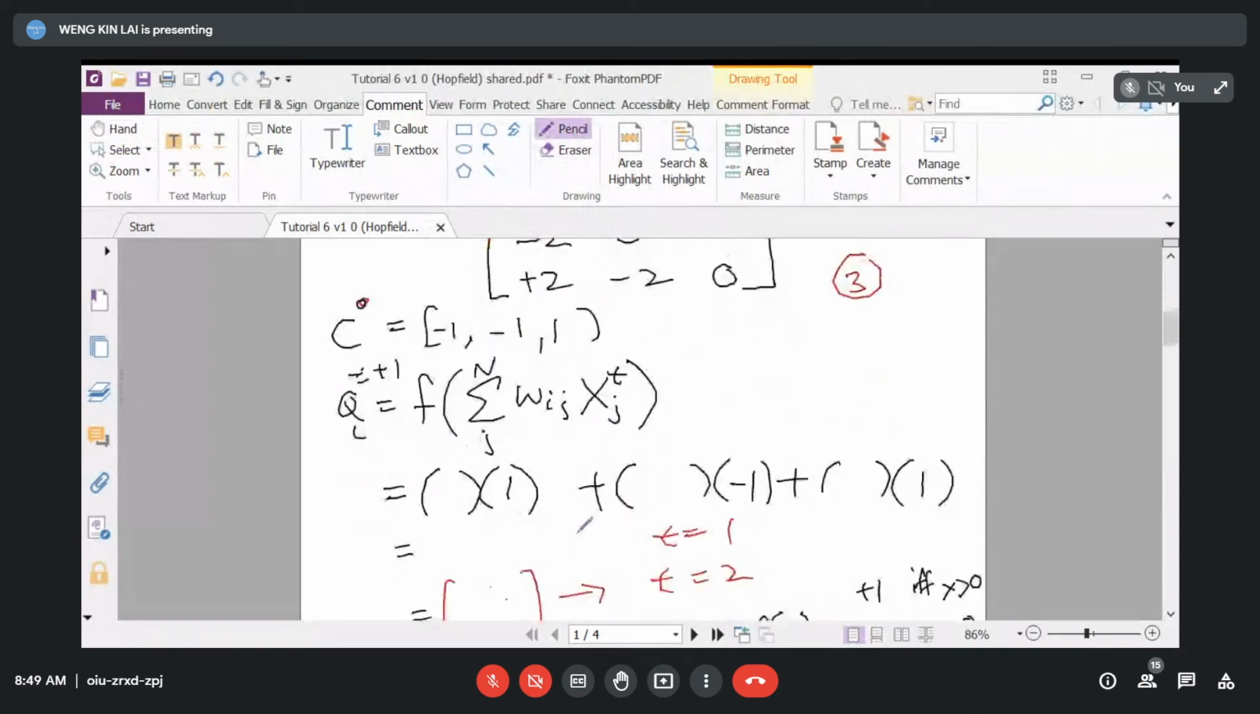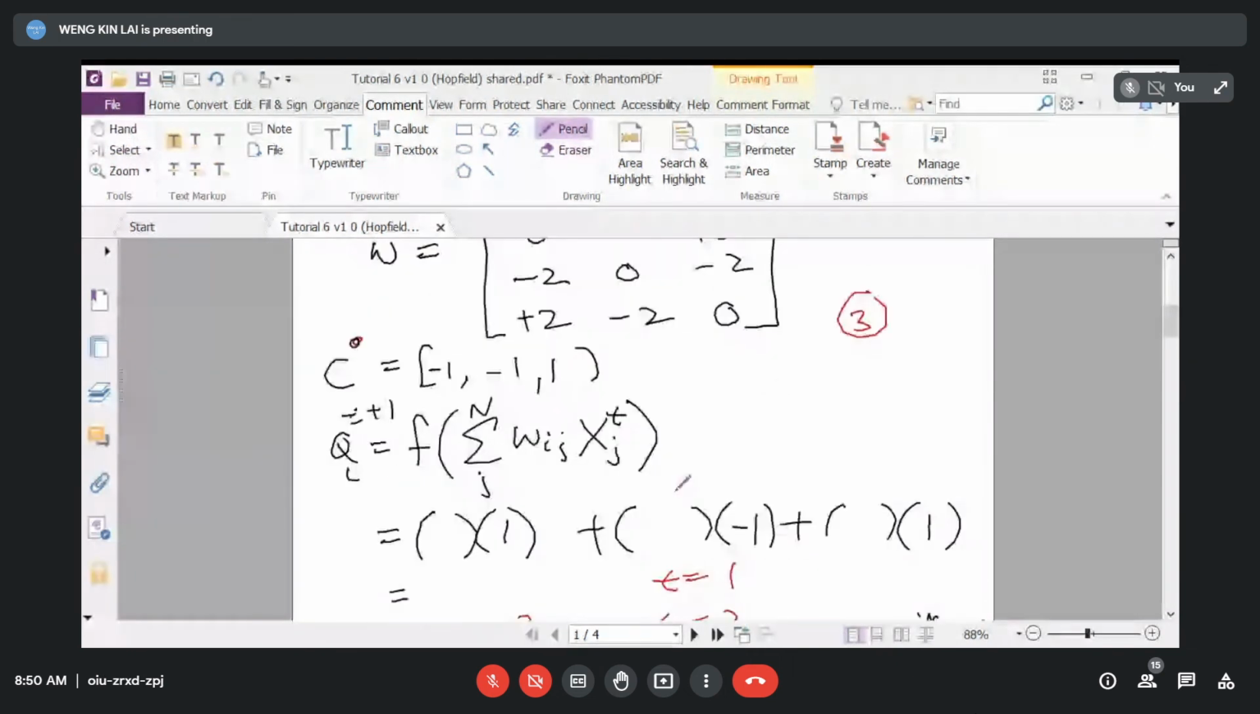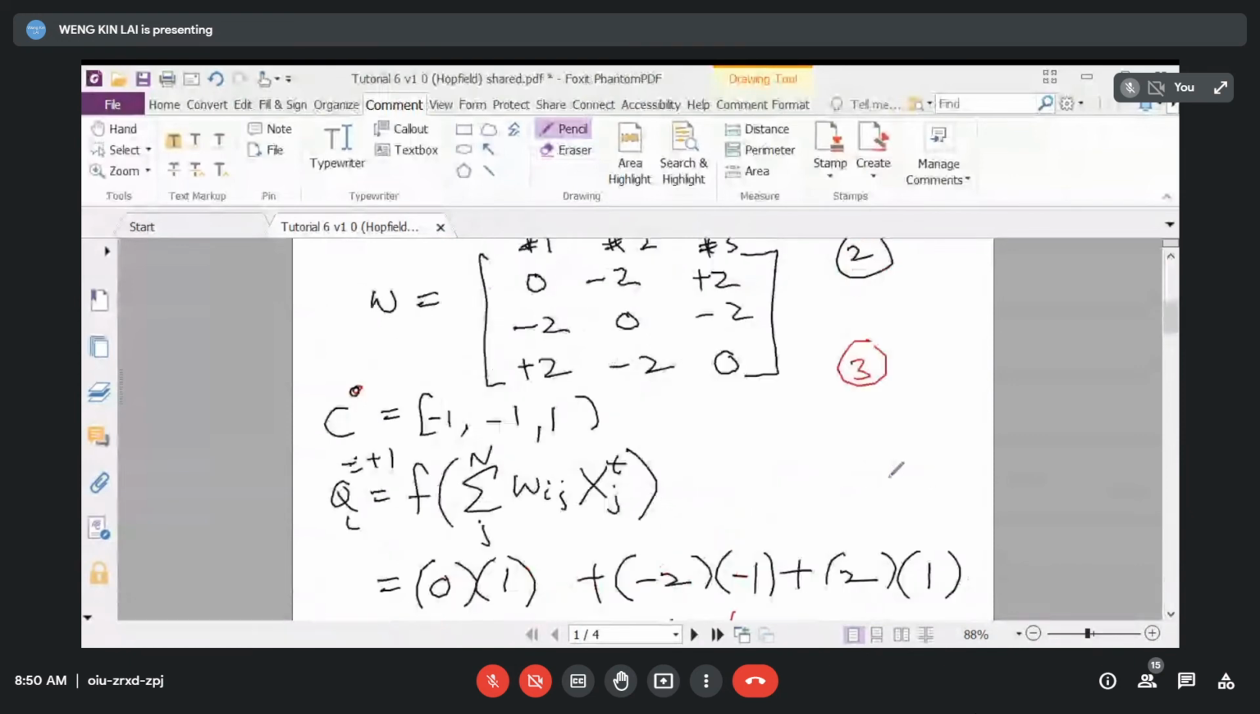Right, so now pattern C: -1, -1, -1, and 1, -1, -1, and 1. So pattern C. Now, what do you think will happen? So now I have to do this. The first line is the same thing: 2 minus 2 and 2, isn't it? Go back to the same weights here.